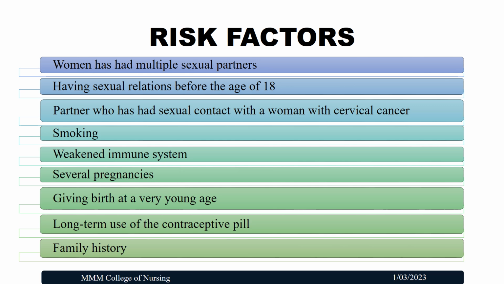Risk factors: women who have had multiple sexual partners, so these are all the people who come under the risk of having cervical cancer. Having sexual relations before the age of 18, partner who has had sexual contact with a woman with cervical cancer, smoking, weak immune system, several pregnancies, giving birth at a very young age, long-term use of contraceptive pill and family history.